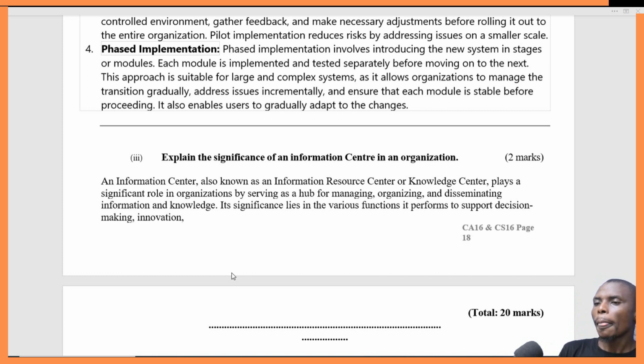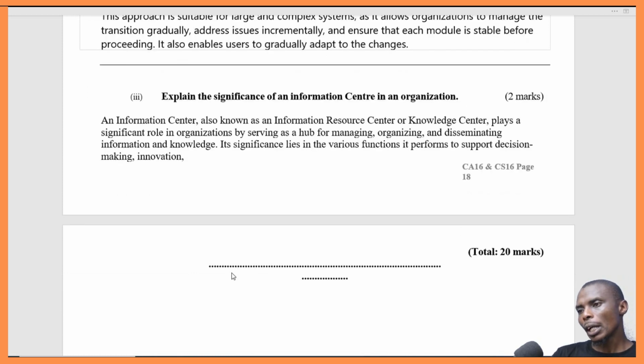So this is where knowledge comes from. This is where, if there is anything to be looked upon or to be found out, then there must be some people who are engaged in the information center to disseminate this information and to find out.